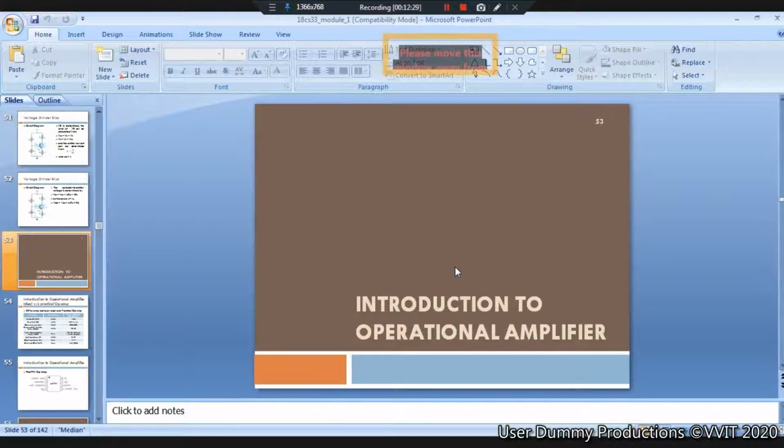Again, this is the bipolar junction transistor. In the offline classes, I will show you the derivation with examples, and I will solve more examples. Okay, sir. Now we'll go to the introduction to the operational amplifier.